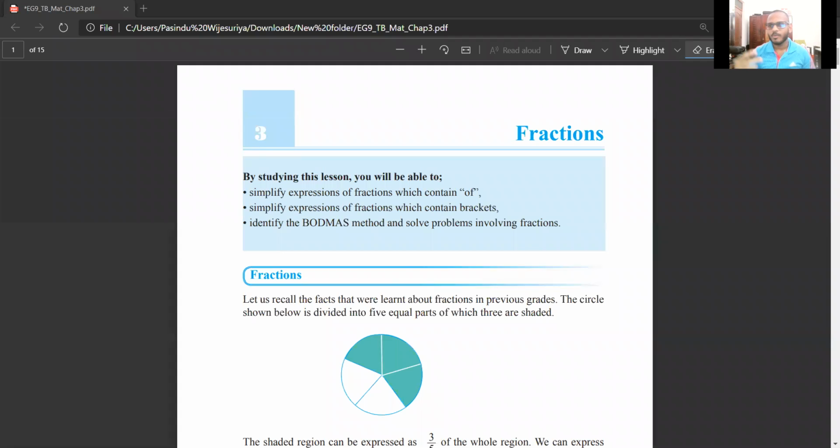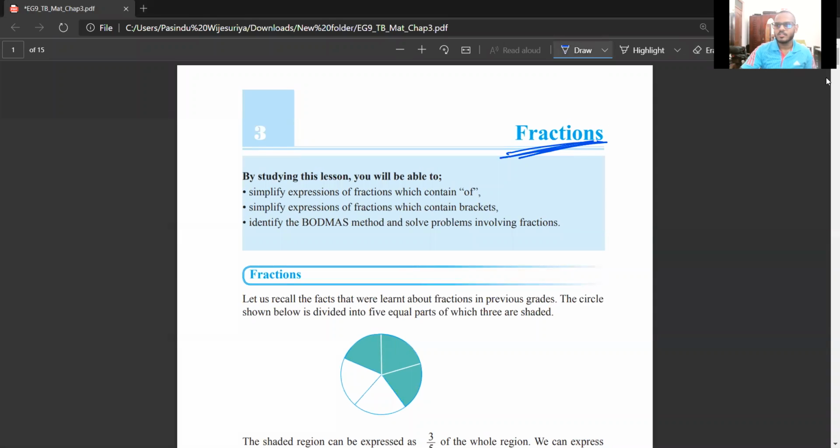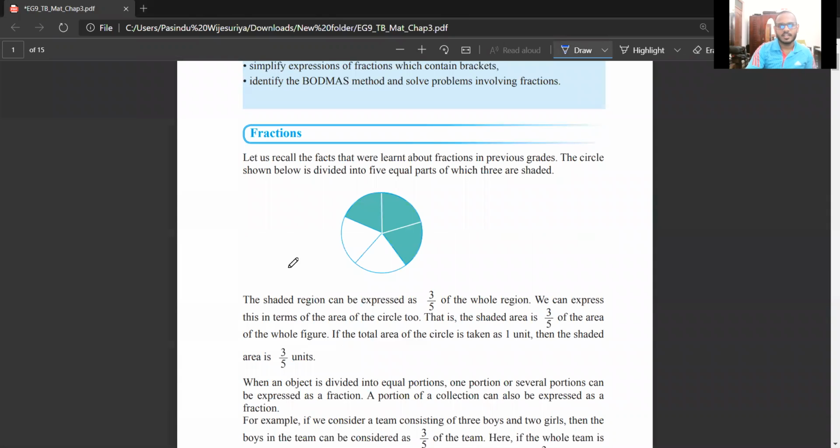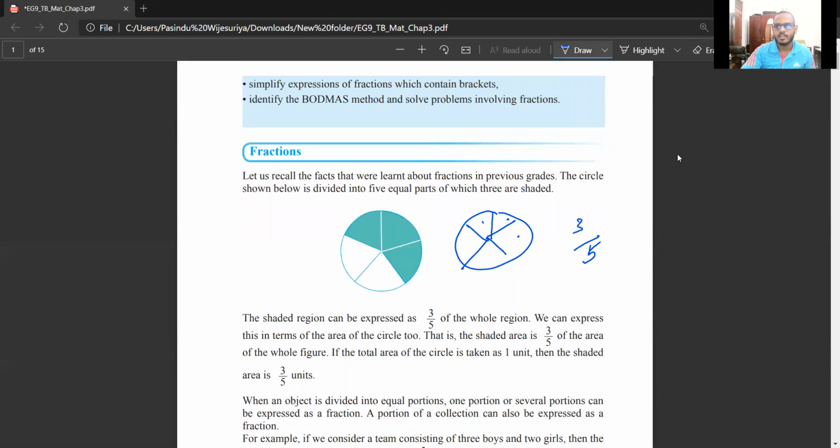Yes, I hope it's clear to you all. You can see the slides properly. So the chapter is fractions. As you can see here, there is a circle with several different quarters. If you draw the circle in a random way, you can see 5 compartments, 1, 2, 3, 4, 5. So there are 5 compartments, and 3 of them are shaded, so that is 3 over 5.